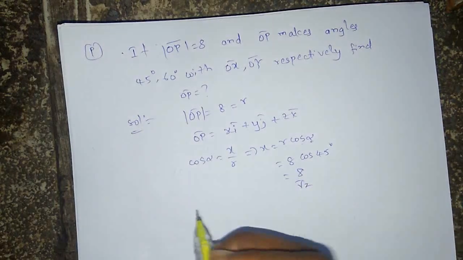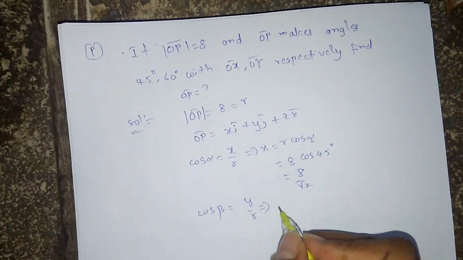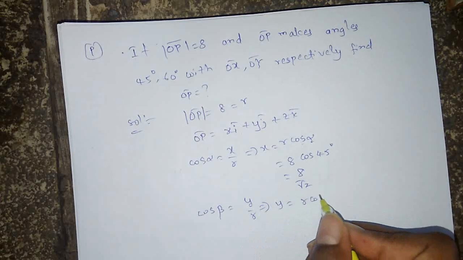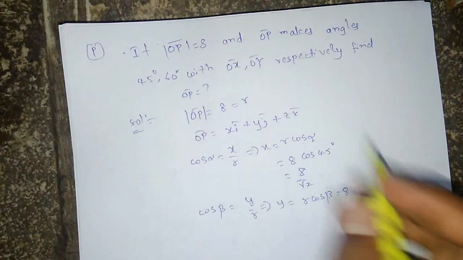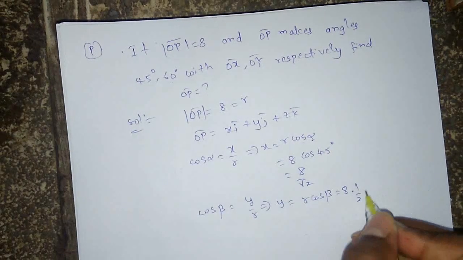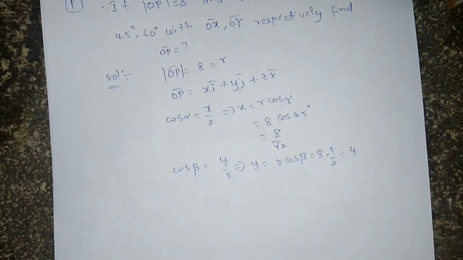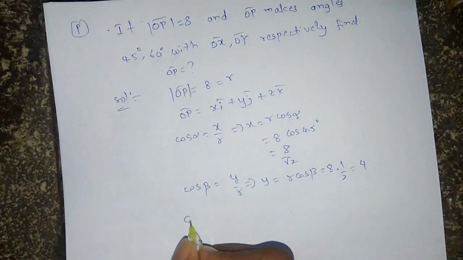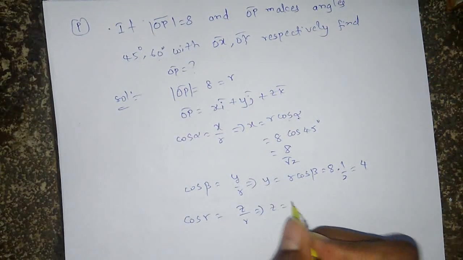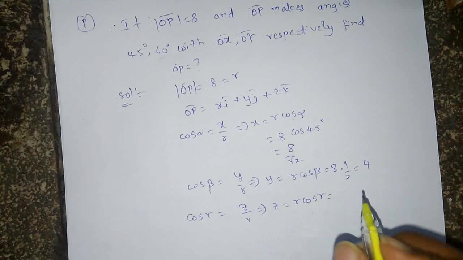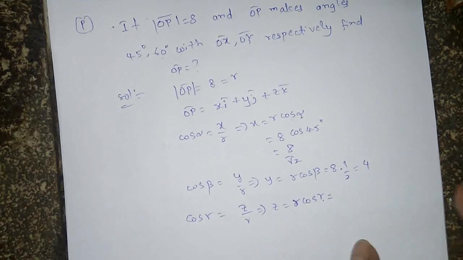8 by root 2. Similarly, cos beta is equal to Y by R. Now Y is equal to R cos beta, that is 8 cos 60, beta is given as 60. Cos 60 is 1 by 2, that is equal to 4. Now similarly we need to find Z. Z is equal to R cos gamma, but we don't have gamma. So how to find gamma?